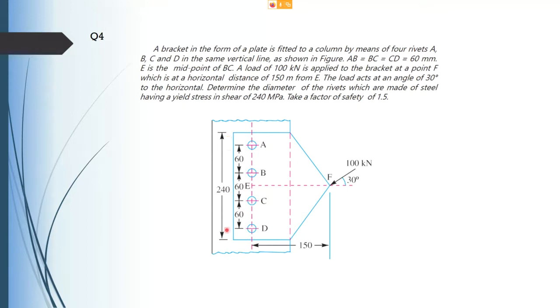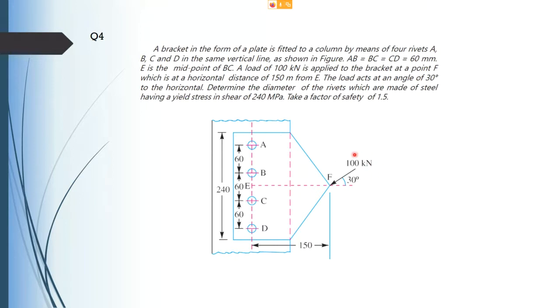So this is 240. Okay, the whole thing is 240. Okay, E is the midpoint of BC. E is the midpoint here. That means the CG of the midpoint of BC. A load of 100 kilonewton now.